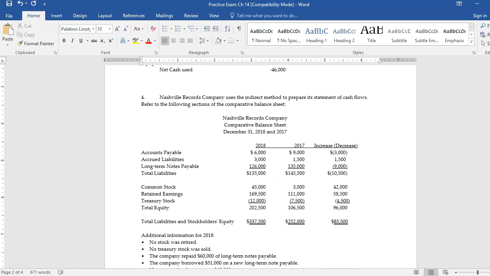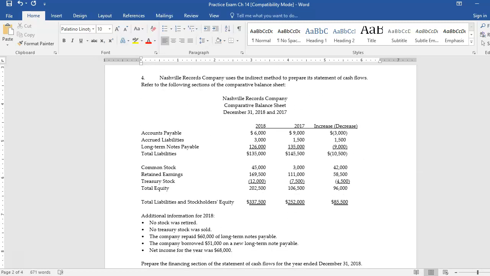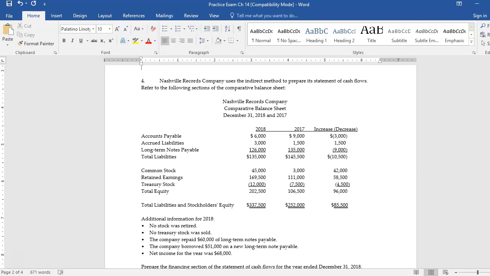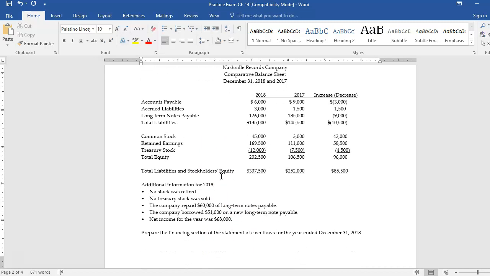Okay, let's see what this one wants. We have a lot of information, but let's see what they want. All right, National Record Company uses the indirect method to prepare its statement of cash flows. Refer to the following sections of the comparative balance sheet. So we have some information here about current liabilities, long-term liabilities, and the equity section. Then they give us some extra information. No stock was retired. No treasury stock was sold. They're telling us that because our stock account went up by $42,000. So all of that was where I sold stock, and I got cash for that.